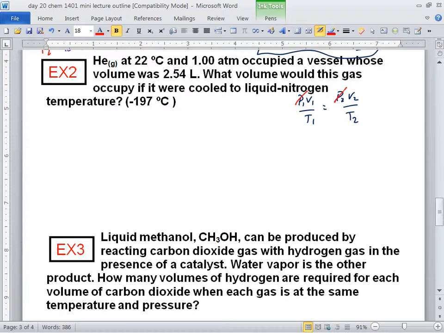Yes, so to get to Kelvin, that equation's not up here. Temperature in Kelvin, you always add 273 to the Celsius to get it into Kelvin. So that's one that the book's going to expect you to know.